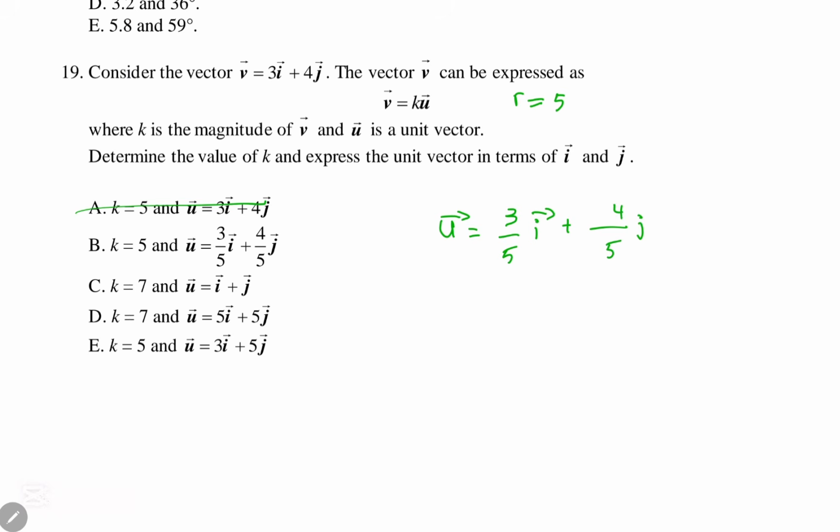So v is k times u. K is always going to be what? It's always going to be the magnitude, which in this case is 5. So what is the correct answer? The correct answer is B, and I look at my answer key, it is also B.